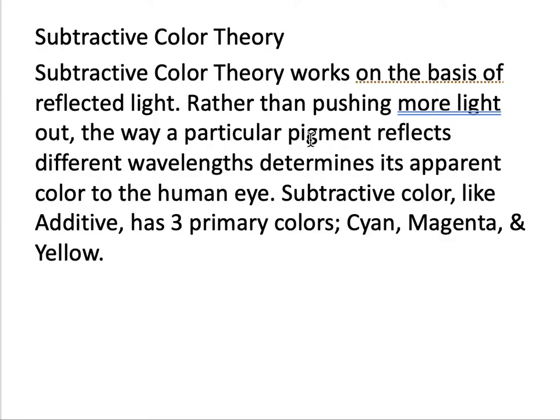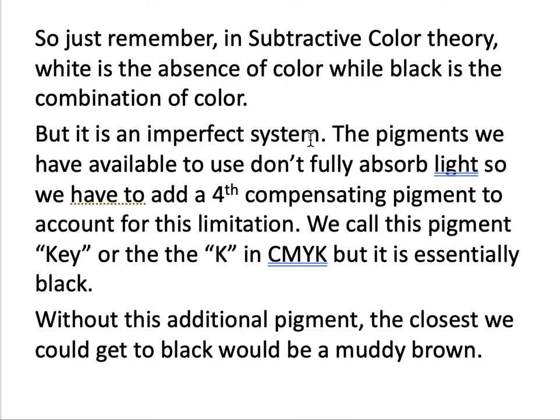Then subtractive color, which is one that we really think more about, really works on the basis of reflected light. Rather than pushing out more light, the way a particular pigment reflects the different wavelengths determines its apparent color to the human eye. Subtractive colors like additive also have the 3 primary, cyan, magenta, and yellow. So just remember, in subtractive color theory, white is the absence of color, while black is the combination of color. But it's really an imperfect system, and I know it can be a little bit confusing.